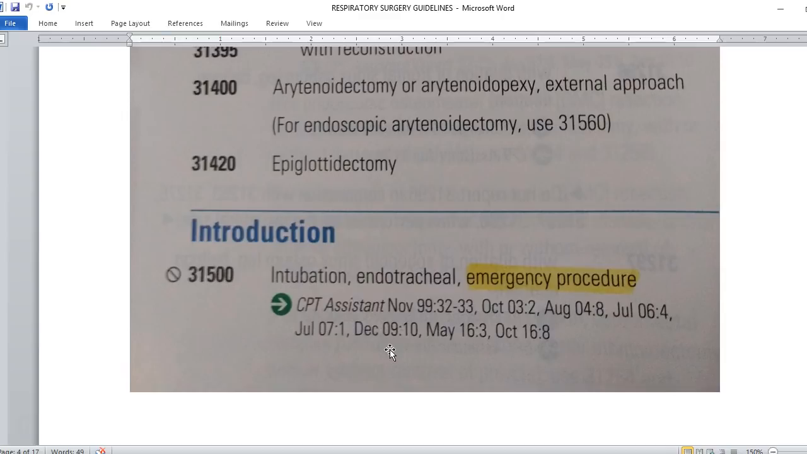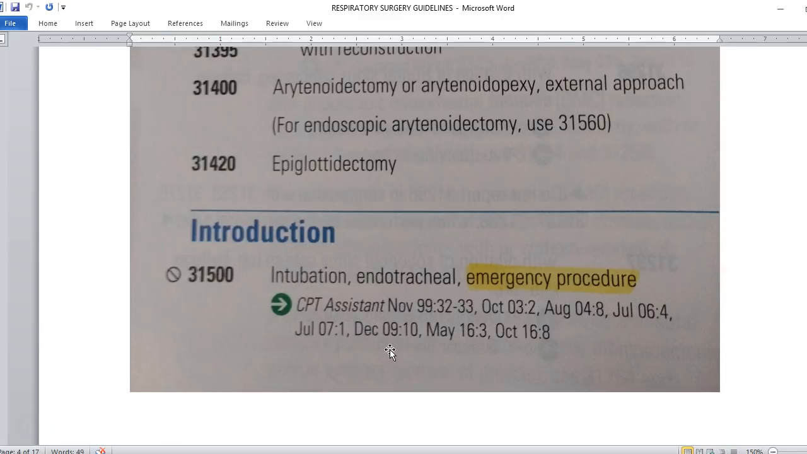And that's why we have that special evaluation and management code for when the doctor is in two-way communication. Because the doctor at the receiving facility can tell the paramedic or EMT, yes, you can intubate the patient, and anything that goes wrong, I will take responsibility for. So intubation is almost always emergency.